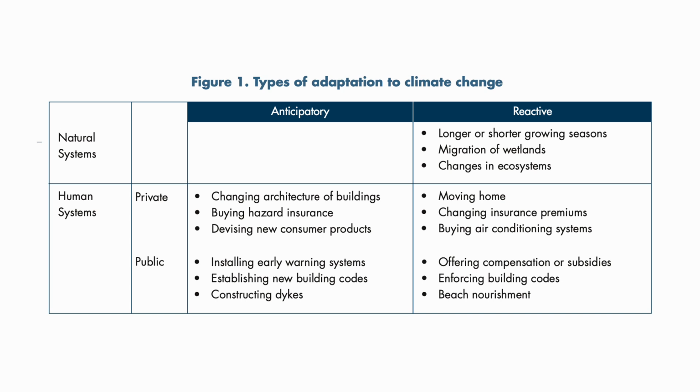For humans, we can actually look at how we can anticipate some of those changes. We can perhaps change the architecture of buildings in an anticipatory fashion, or we can move somewhere else when it becomes unfeasible for us to live somewhere. In terms of the public sphere, we can look at adopting early warning systems to make sure we anticipate potential changes, or we could look at, for instance, offering compensation or subsidies for those areas which are affected by climate change.